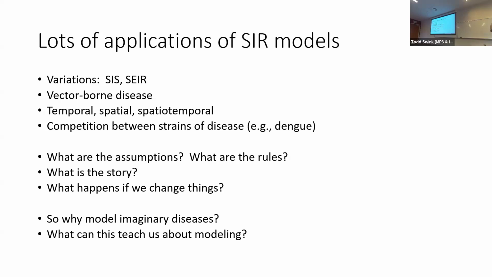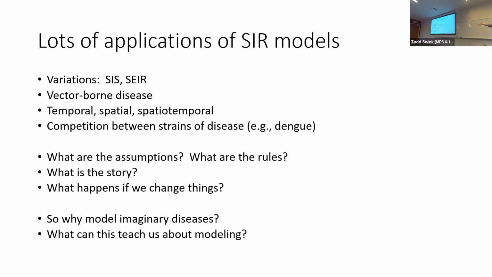So you can say, well, what if there's change over time in these transmission parameters? What if there's changes in space or space and time? You can have competition between strains of disease like we do in dengue. But basically it comes down to what are your assumptions? What are the rules? What story are you trying to tell? And what happens if you change things?